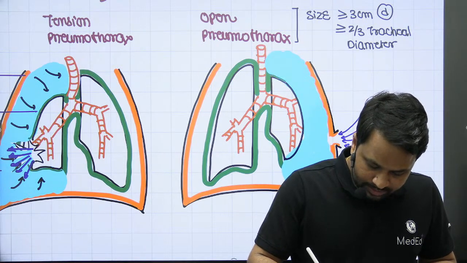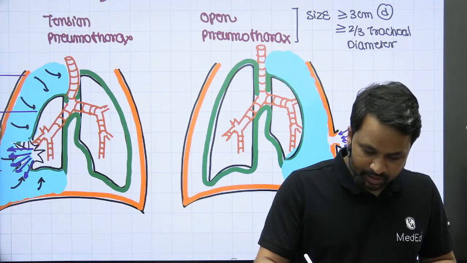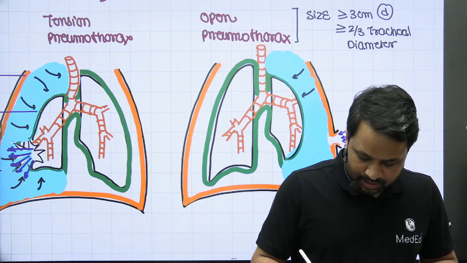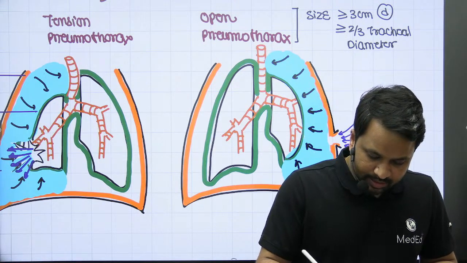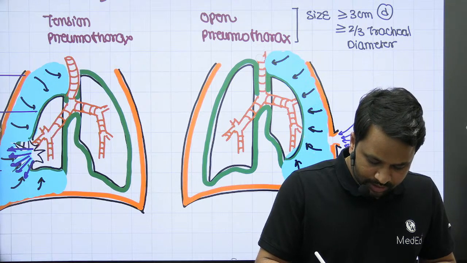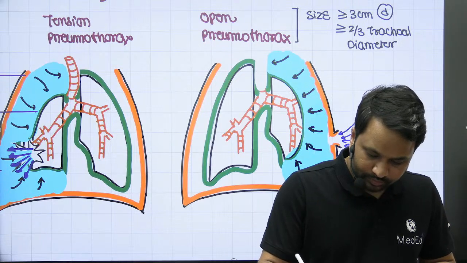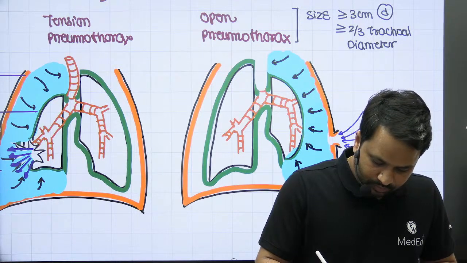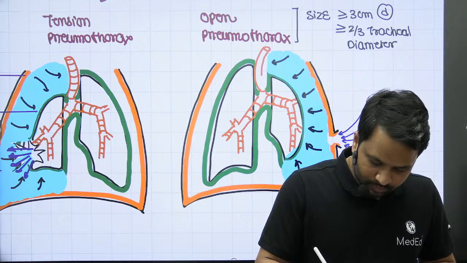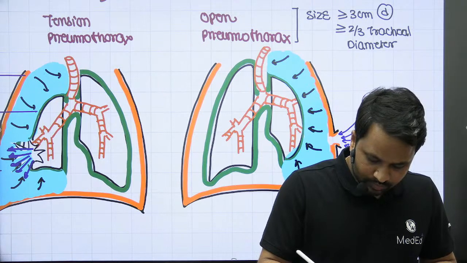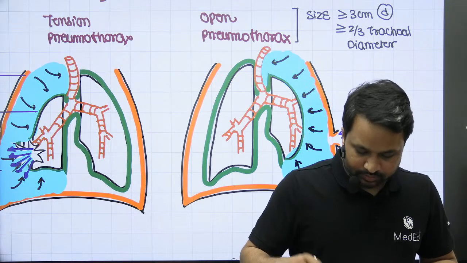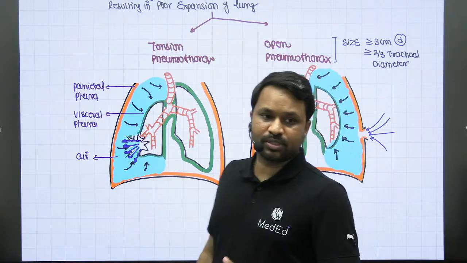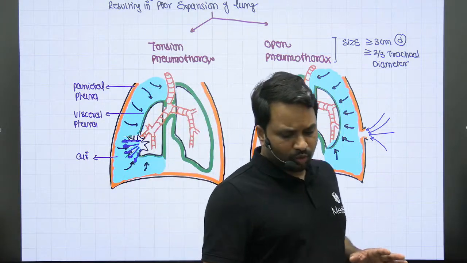The pleura remains intact, but the air is coming from the external environment. It is exerting pressure, so obviously the lung remains compressed. So the patient will not be able to have an adequate expansion. Same thing, you see the trachea is being pushed onto the other side. You will notice the trachea deviated to the opposite side. Okay? So this is the difference between open and a tension pneumothorax.